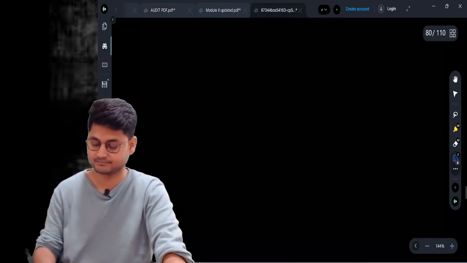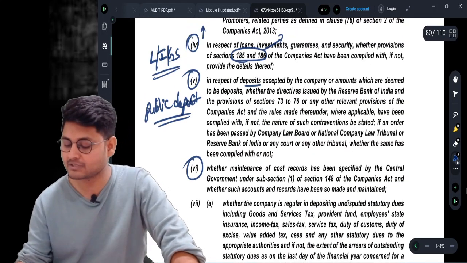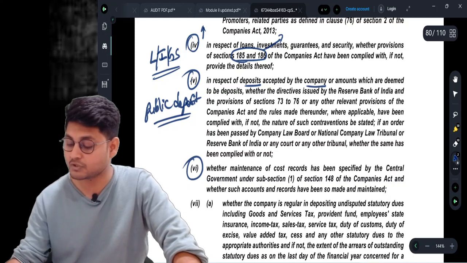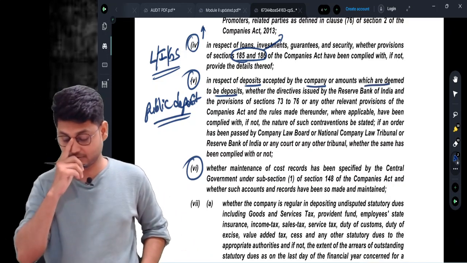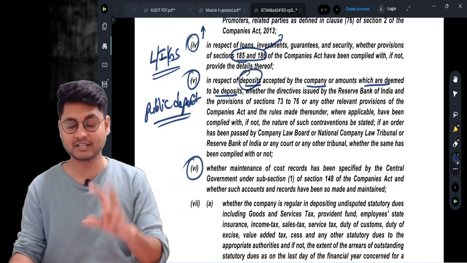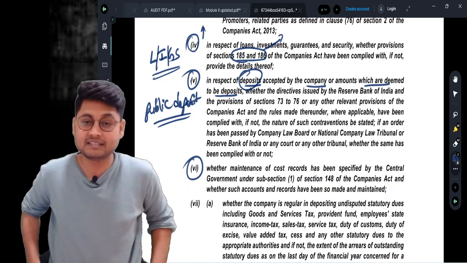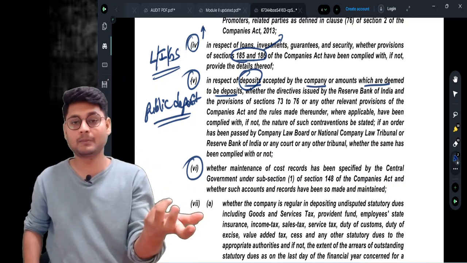Let me read clause number 5: in respect of deposits accepted by the company or amounts which are deemed to be deposits. Either it can be directly deposits, or sometimes there is a big definition, and in that definition many things are to be deemed as public deposits.